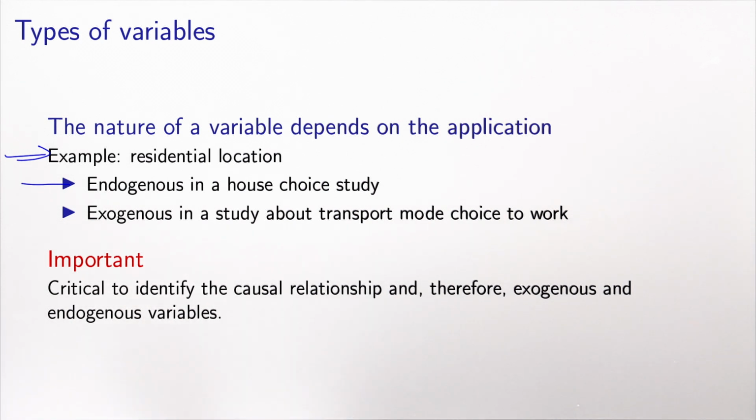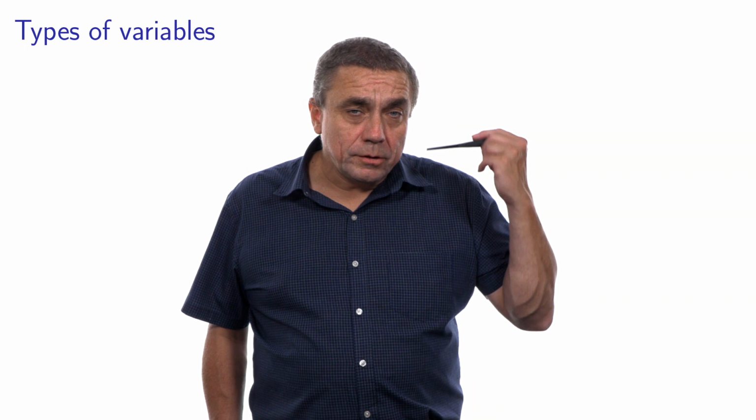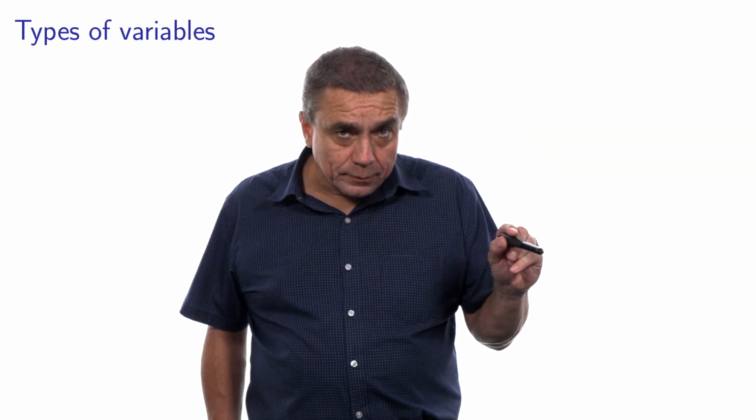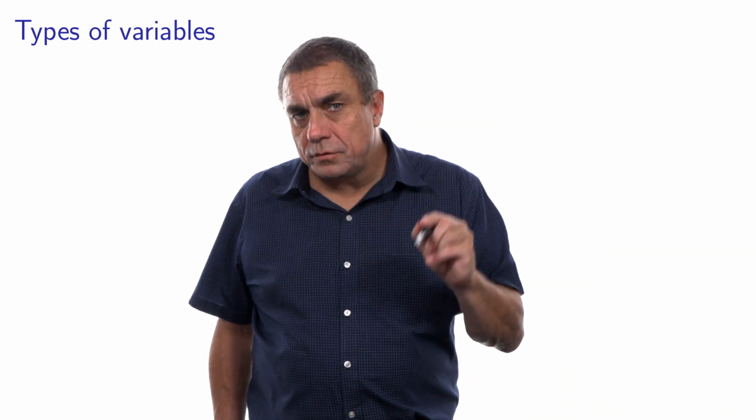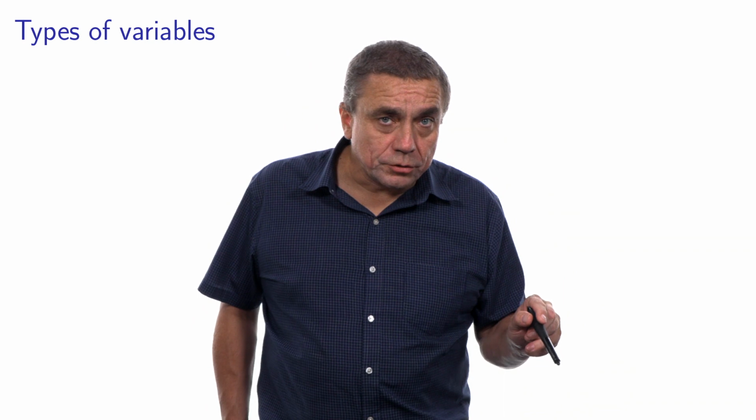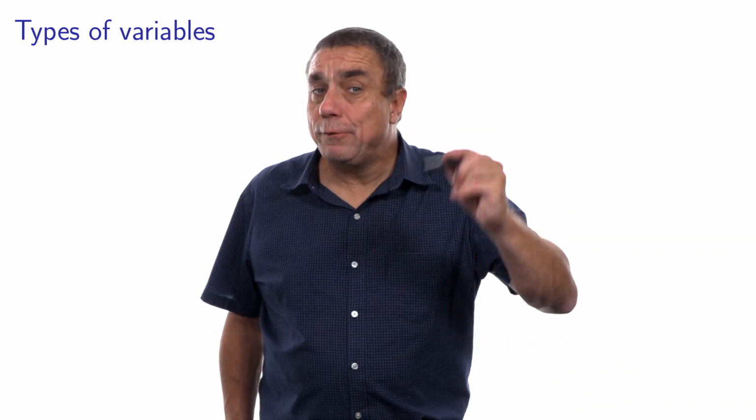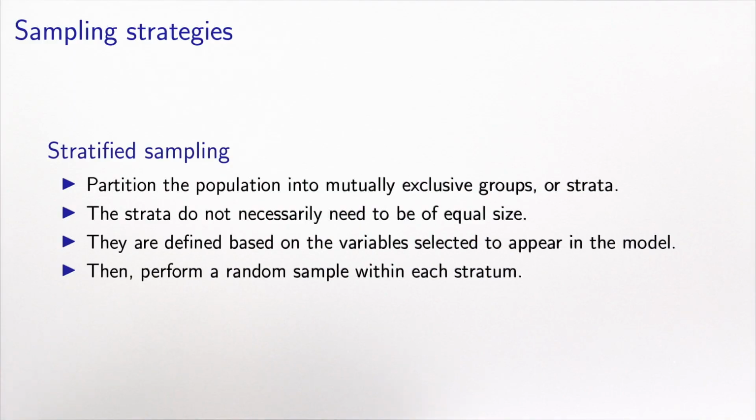Indeed, depending on where you live, your propensity to take the bus or the train or the car will be different. So the point that I'm making here is that you need to identify very early in the process the causal effects or the causal assumptions, so that the nature of each variable is well identified, whether it is exogenous or endogenous. And this must be done before you start thinking about the sampling strategy and the data collection.